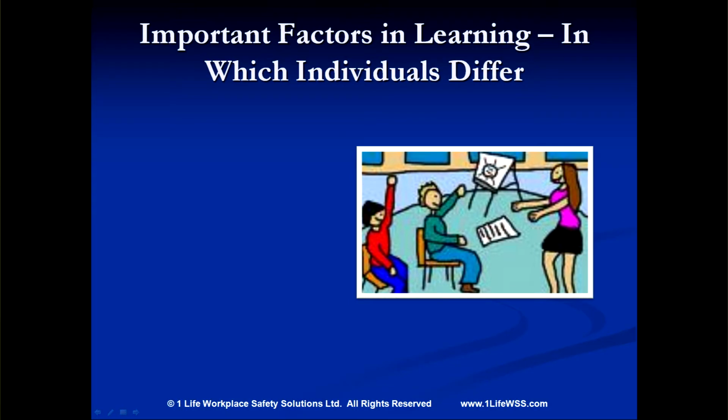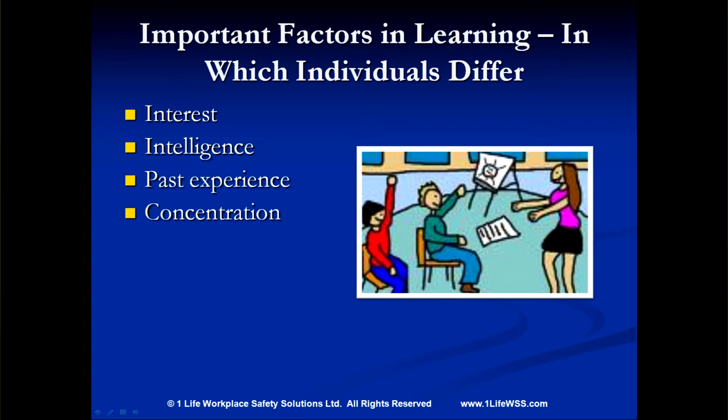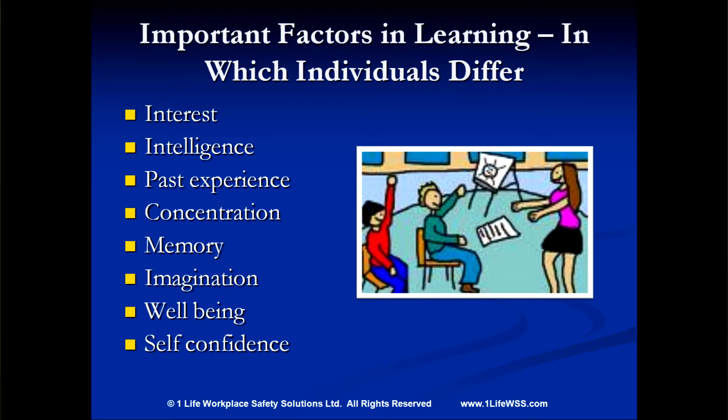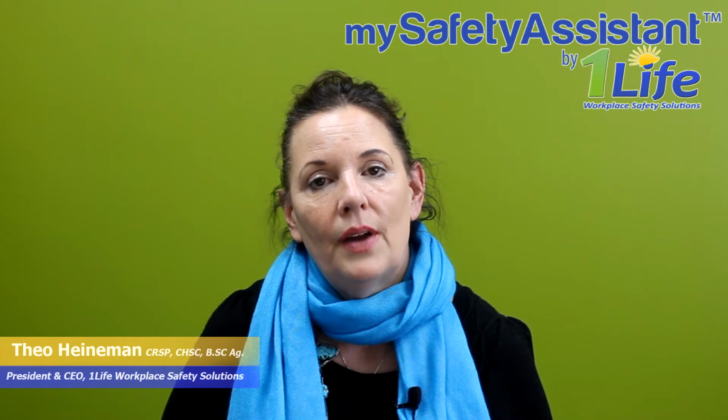The second tip is to remember that your students or your learners are going to differ in how they learn based on their interests, their intelligence, their past experiences, their ability to concentrate, their memories, their imagination, their current state of well-being. If they're currently anxious because of something going on in their environment, they're not going to have a very good attention span. And their self-confidence. So these are all aspects of people that can really affect how they learn.